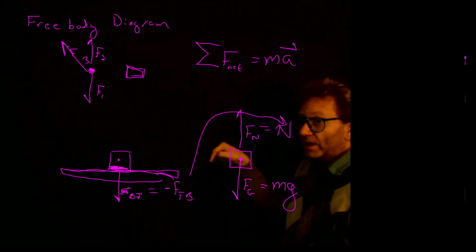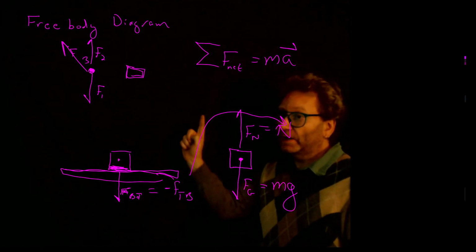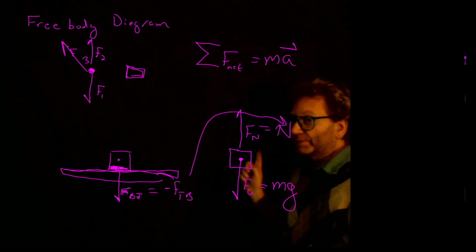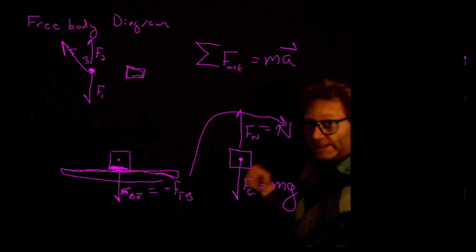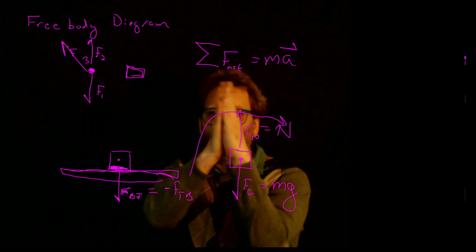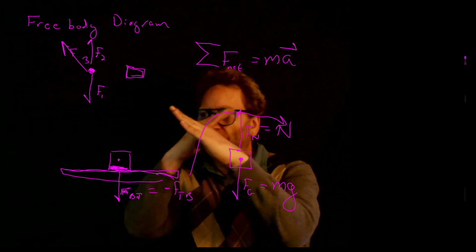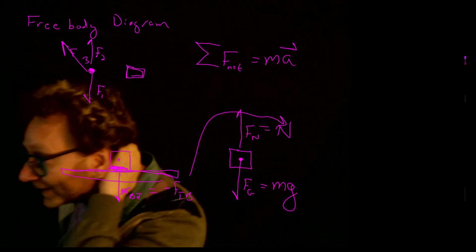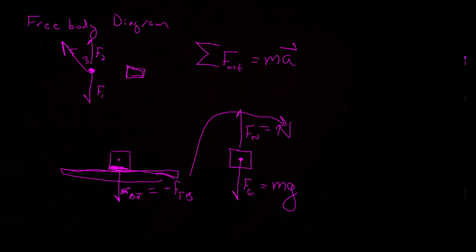But the table pushing back up on the box, which is the equal and opposite right here, that is my normal force. And anytime we have a surface interaction, anytime we have two surfaces together, no matter what their orientation is, the normal is perpendicular to the surface. In fact, the word normal mathematically will end up meaning perpendicular, or at a right angle to a surface.